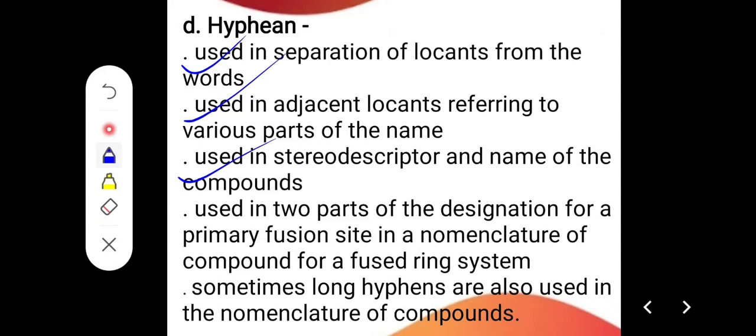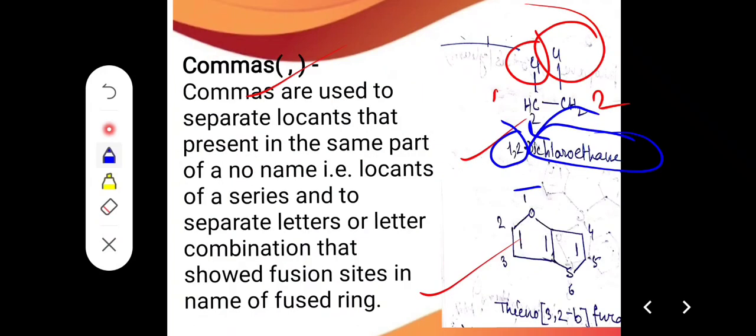Okay, it is used in two parts of the designation for a primary fusion site in the nomenclature of a compound for a fusing system. If it is a fusing system, the primary fusion site can be designated by a hyphen. Okay, in a fusing system we can see that in that position hyphens are also used. Okay, in that position a hyphen is also used in brackets.